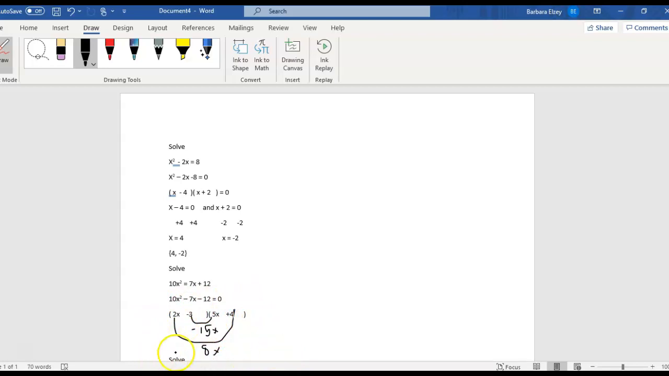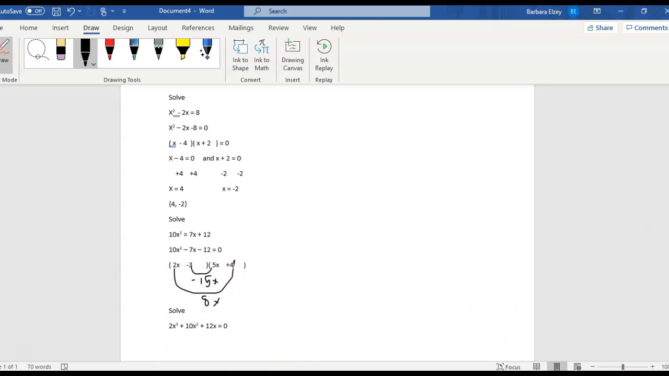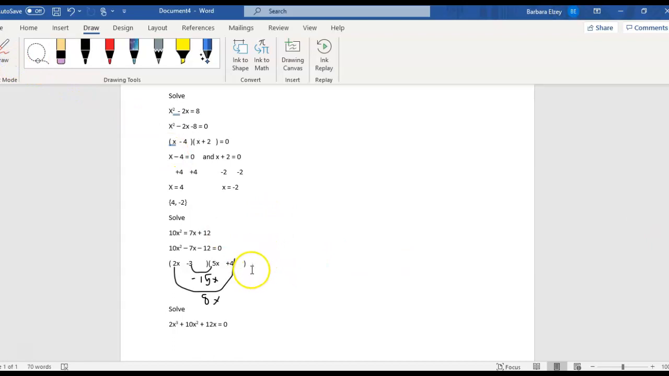Okay, so now I'm going to go down here and set both of these to 0 and solve them. And I really forgot to put, let me get out of the draw feature. Forgot to put the equal 0 over here. There we go. All right, so we'll put 2x minus 3 equals 0, and 5x plus 4 equals 0. And let's solve these two linear equations.